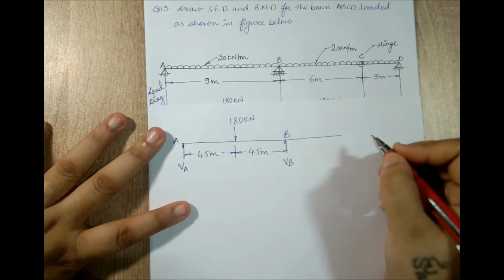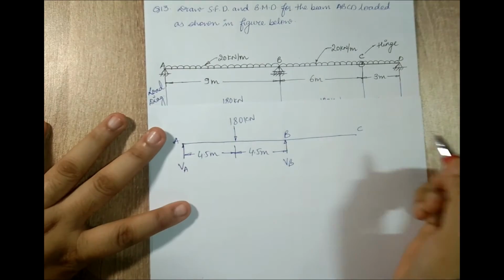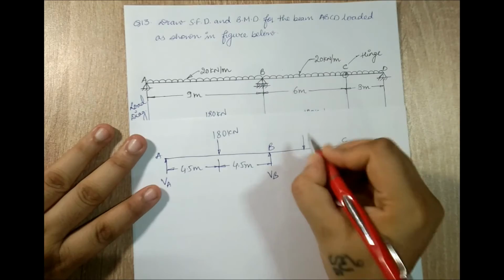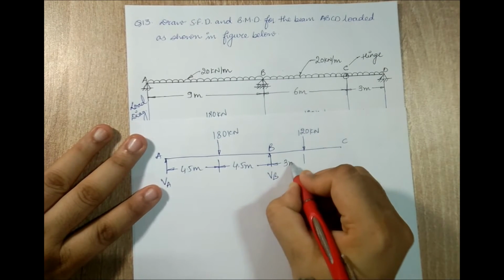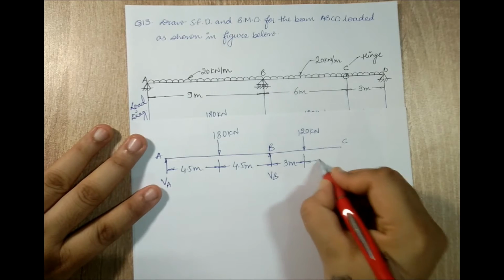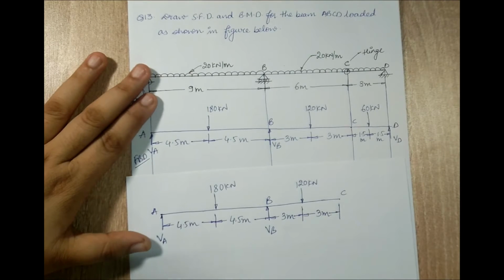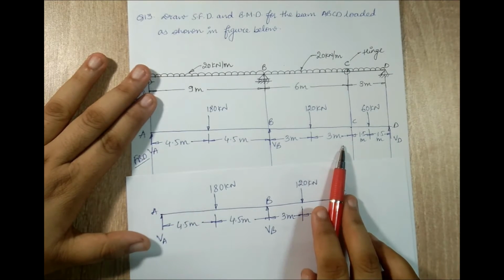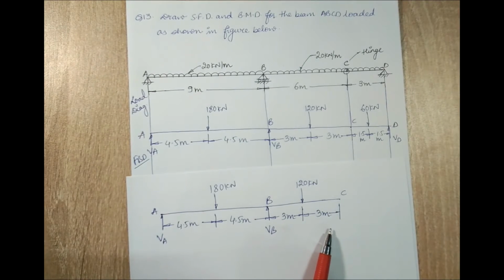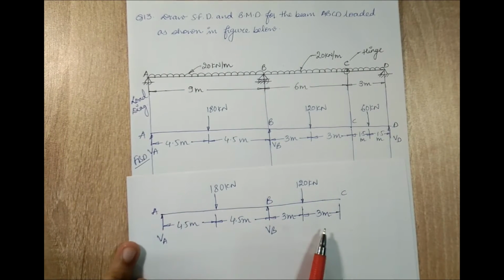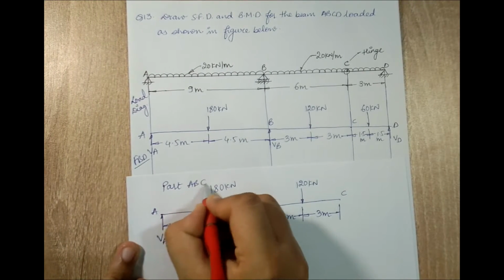This is my point B. Next I have point C, and here there is again a UDL. So I'll just mark 120 kilonewton and the distance is 3 meter. Now if you observe, I have drawn the same thing which I have drawn in the FBD. So it was not difficult for me to recreate this. Now what you have to understand is I have broken the beam into part ABC and part CD. So first I am talking about part ABC.